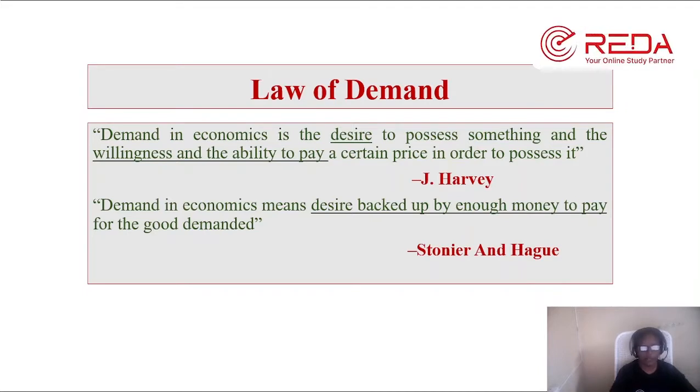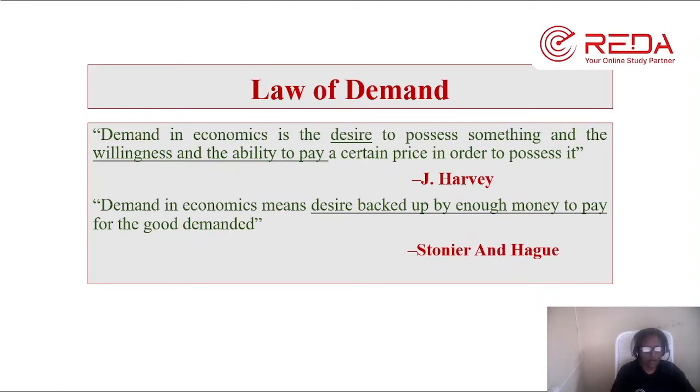a commodity. We have seen in the previous sessions production and consumption, and how consumption takes place because of the demand for a commodity. So demand is nothing but the desire to purchase something, whatever commodity you want, or the willingness or ability to pay the money or price for the commodity and obtain it. Harvey says that demand in economics is the desire to possess something, or the willingness and the ability to pay a certain price in order to possess it.